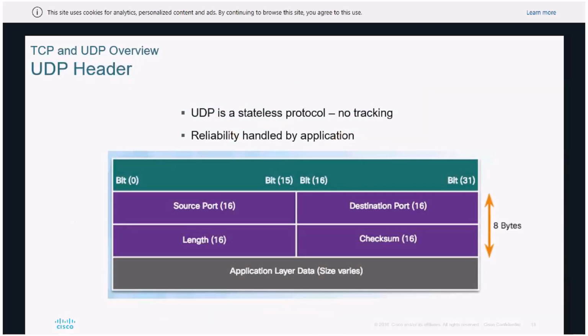It is called stateless, has no tracking. The application is handling the reliability, so Skype or whatever it is, if there's a problem, the application has to handle the problem. And this is a much smaller header, you see the size of it. Source and destination, length and checksum, and then the application layer data at the bottom there. It's a much simplified segment compared to TCP.